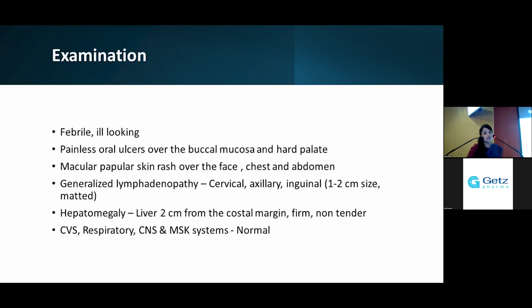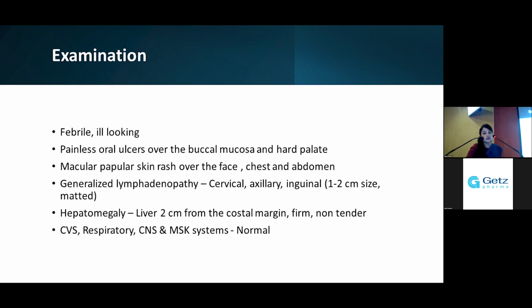Moving on to the examination. He was febrile and ill-looking at the time of the examination, and there were painless oral ulcers over the buccal mucosa and hard palate. And there was a maculopapular skin rash over the face, chest, and abdomen.